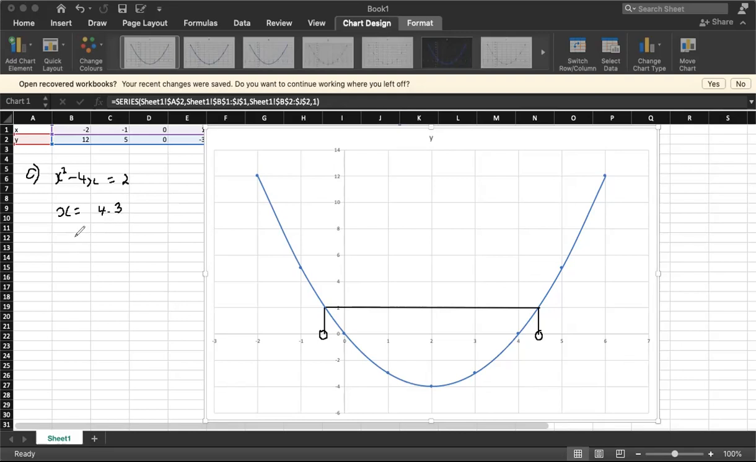And for the other value, because there are two values, right? There is one value here and one value there. What is this value to you? I'll say 0.2. Negative 0.2, because it's now on the negative side.